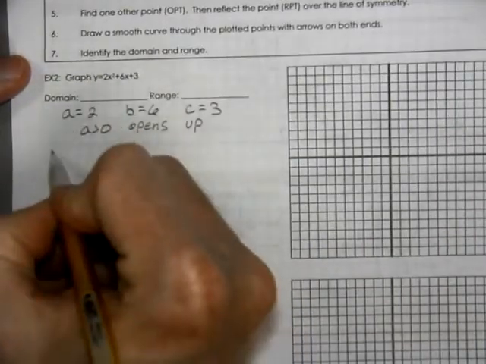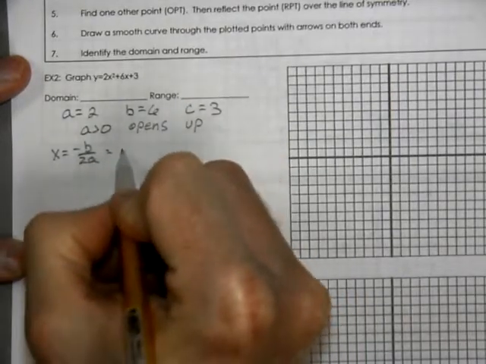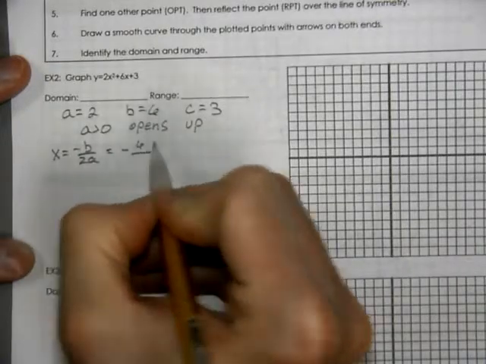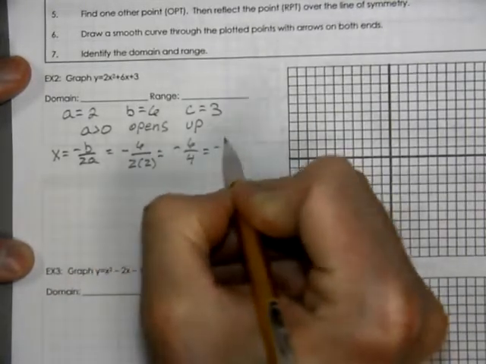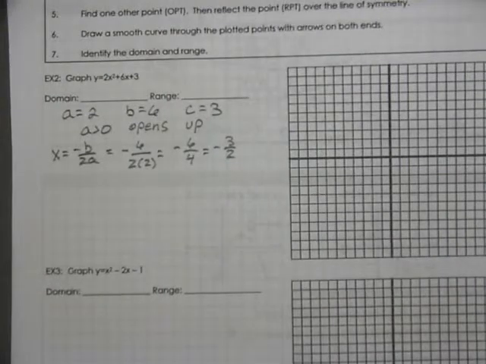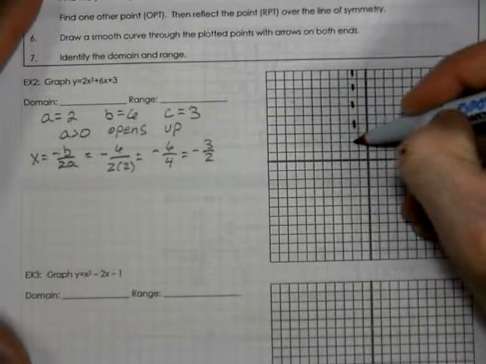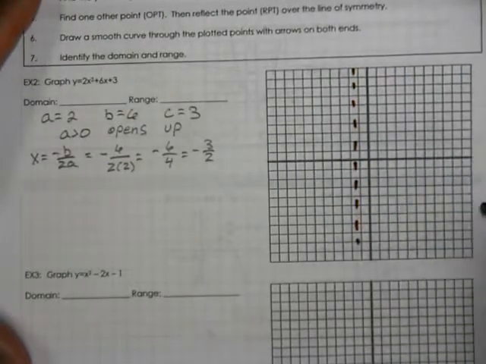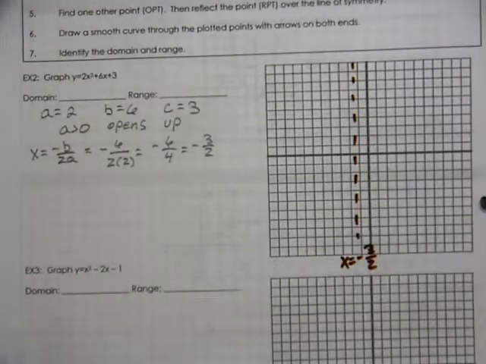So now we're going to look at the line of symmetry. So negative 6 over 2 times a. This one comes out to be a fraction. It's not very helpful, but it can still be done. So we come over and we graph our axis of symmetry, and we label that as x equals negative 3/2. I like to make it a dashed line. I don't want the line to be confused with the y-axis.